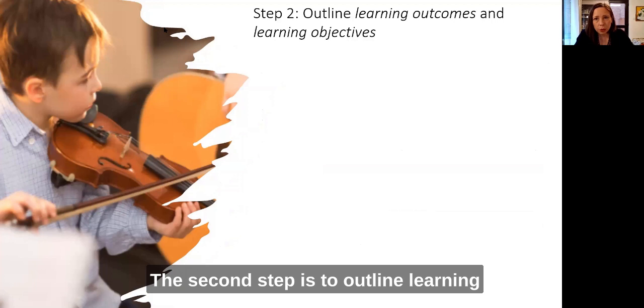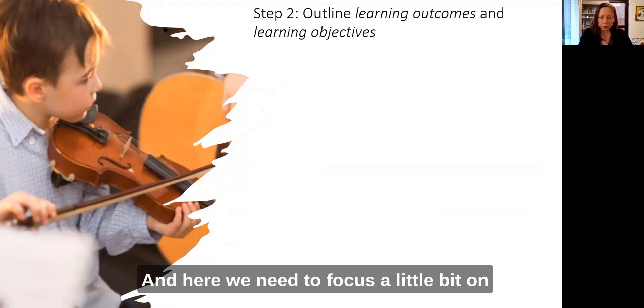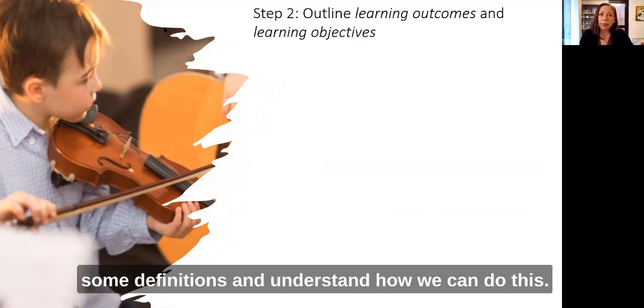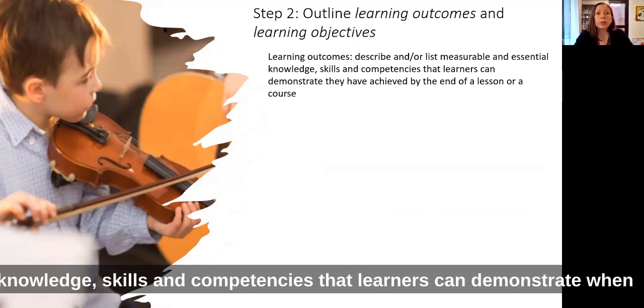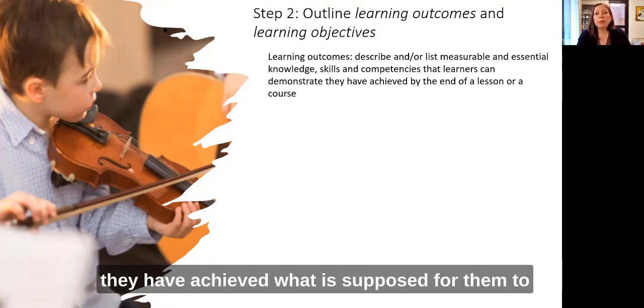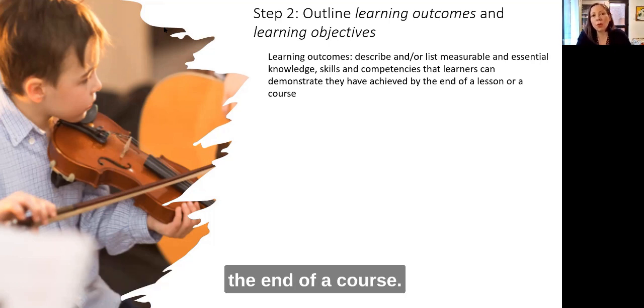The second step is to outline learning outcomes and learning objectives for the learners. And here we need to focus a little bit on some definitions and understand how we can do this. So learning outcomes describe or list measurable and essential knowledge, skills, and competencies that learners can demonstrate when they have achieved what is supposed for them to achieve by the end of a lesson or by the end of a course.